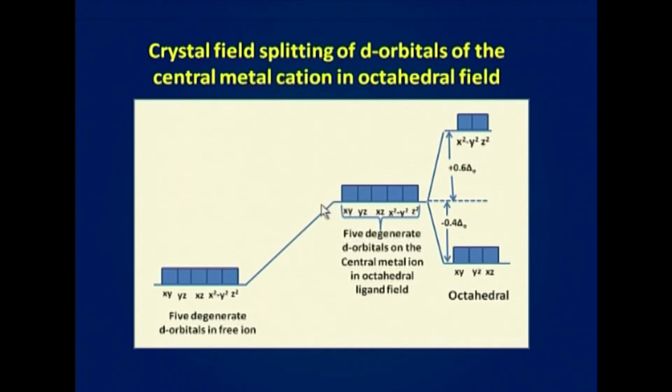These are 5 degenerate orbitals on the metal ion in a spherical field, and this is the splitting of d orbitals in an octahedral ligand field. Now we will discuss the splitting of d orbitals in tetragonal and square planar complexes.